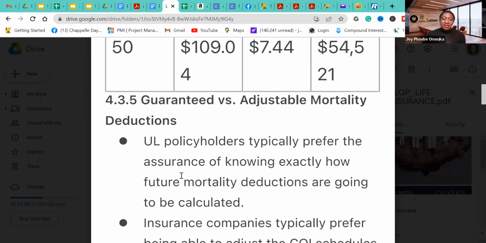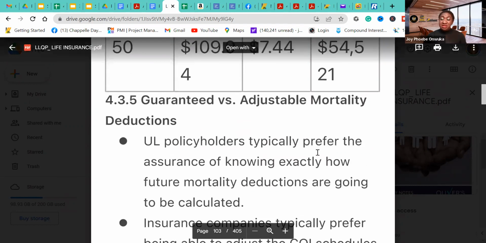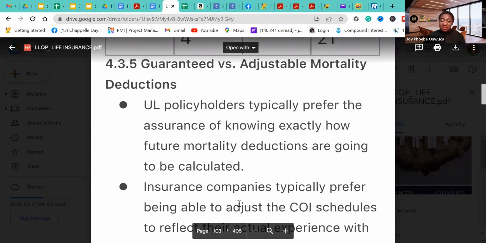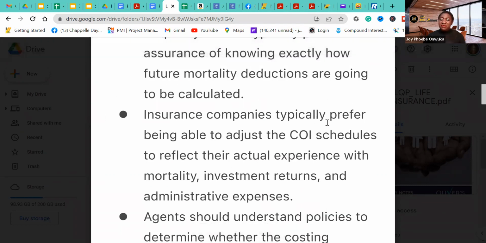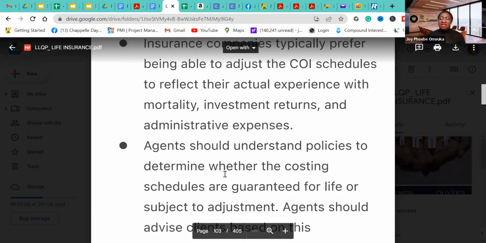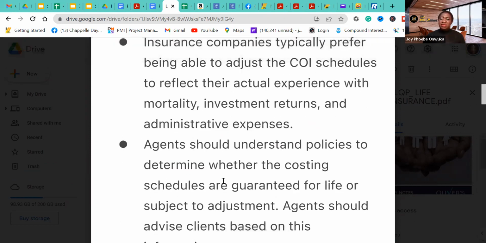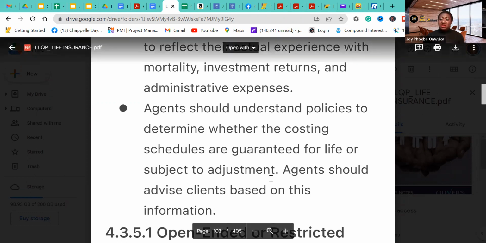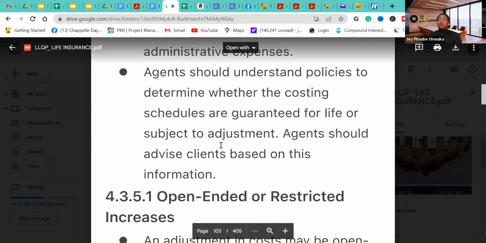UL policyholders typically prefer the assurance of knowing exactly how future mortality deductions are going to be calculated. Insurance companies typically prefer being able to adjust the cost of insurance schedules to reflect their actual experience with mortality, investment returns and administrative expenses. Agents should understand policies to determine whether the costing schedules are guaranteed for life or subject to adjustment. Agents should advise clients based on this information.